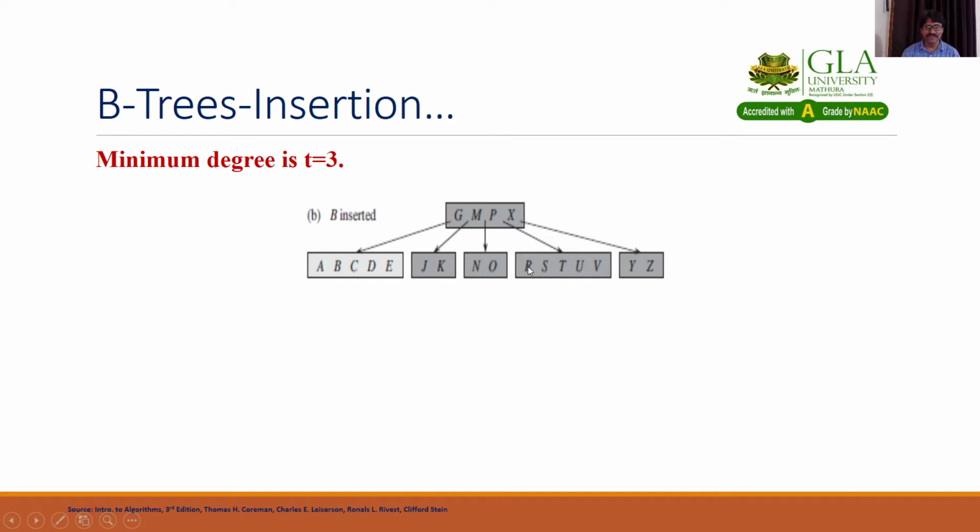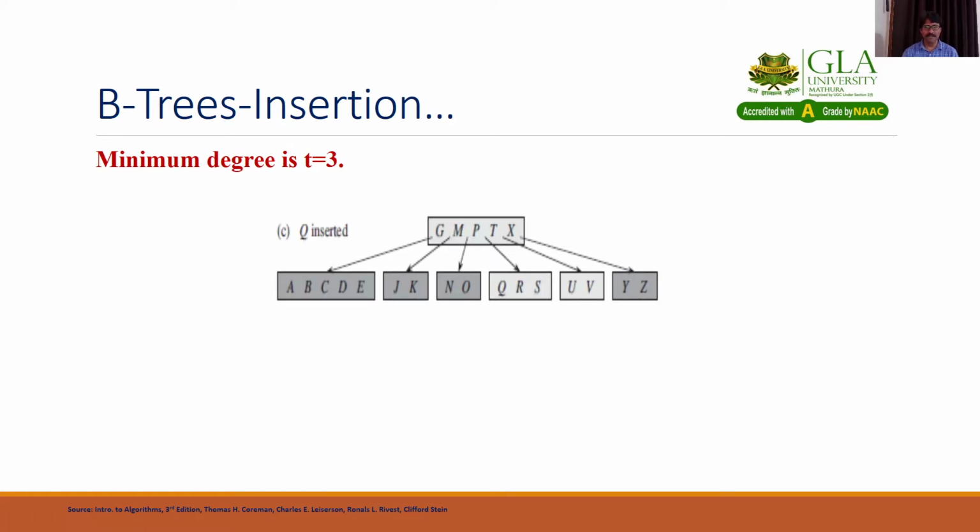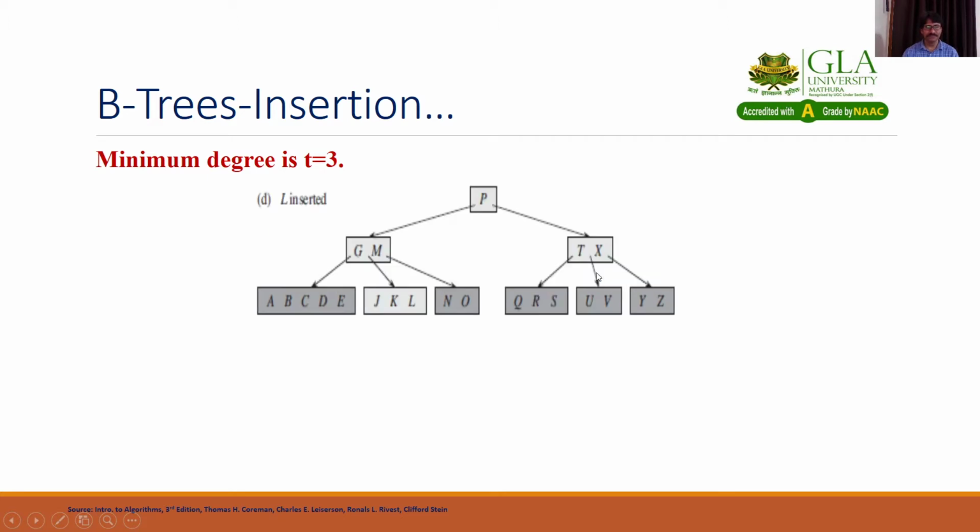So what you have to do, first you have to split this node with T, and T will go upside, and this will be divided in two parts. RS as the left child, UV as the right child, and with RS you can insert your Q. So you can see here, T will go upside, with RS Q will come, and then UV will be the next child.